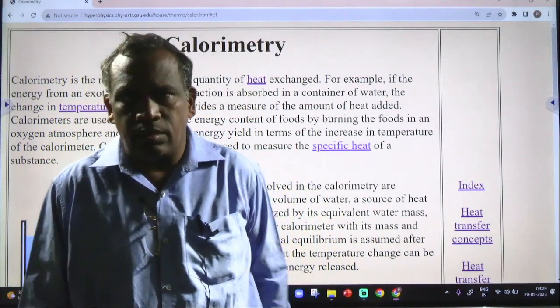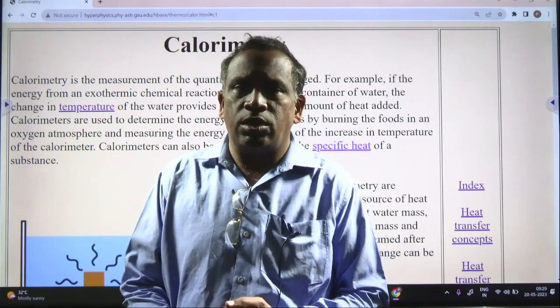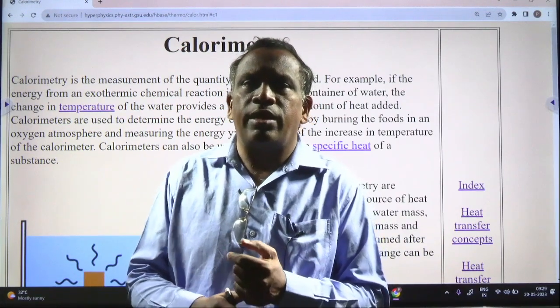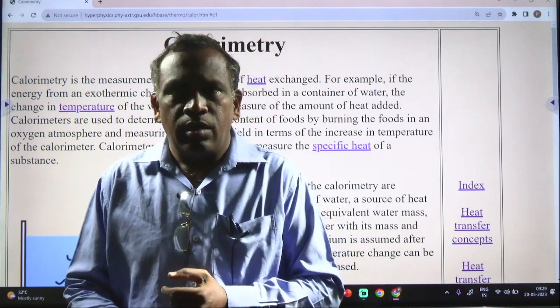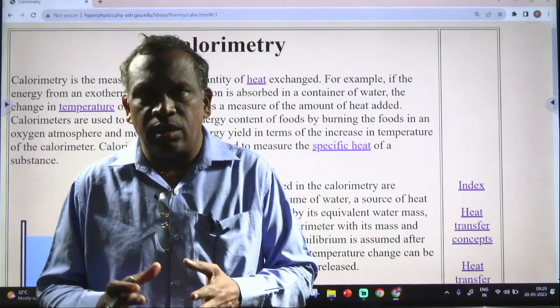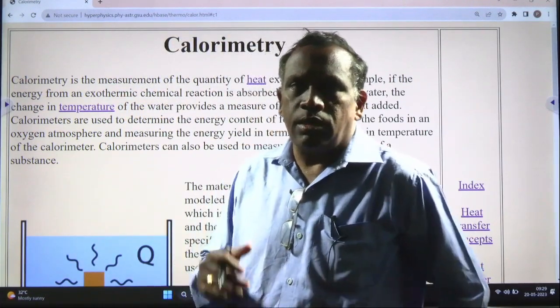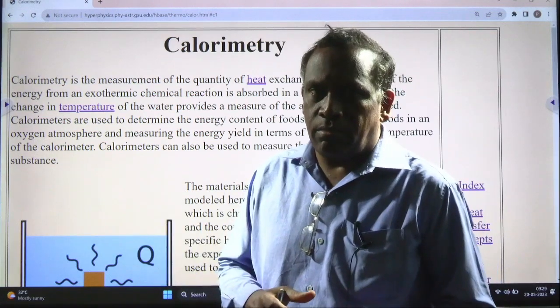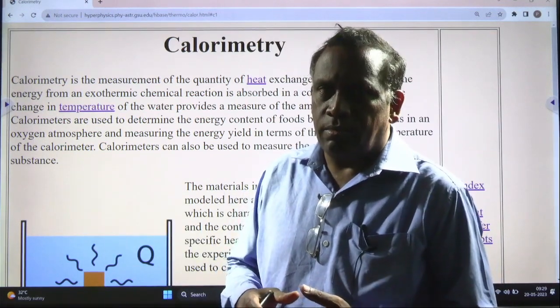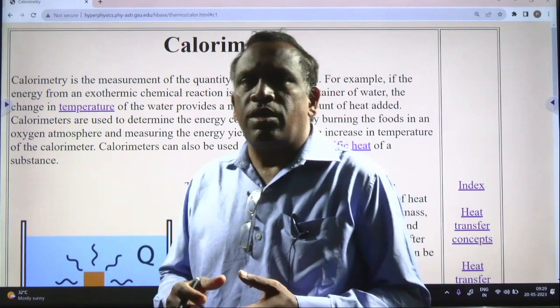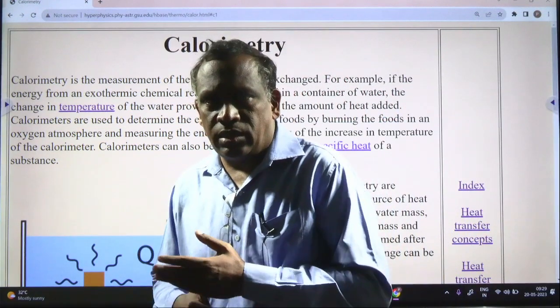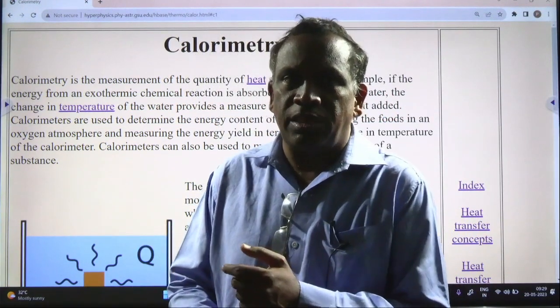Heat is a form of energy which transfers from high temperature to low temperature. Heat and temperature: heat is a cause, temperature is an effect. The amount of heat depends upon the mass of the substance, and upon the change in temperature.